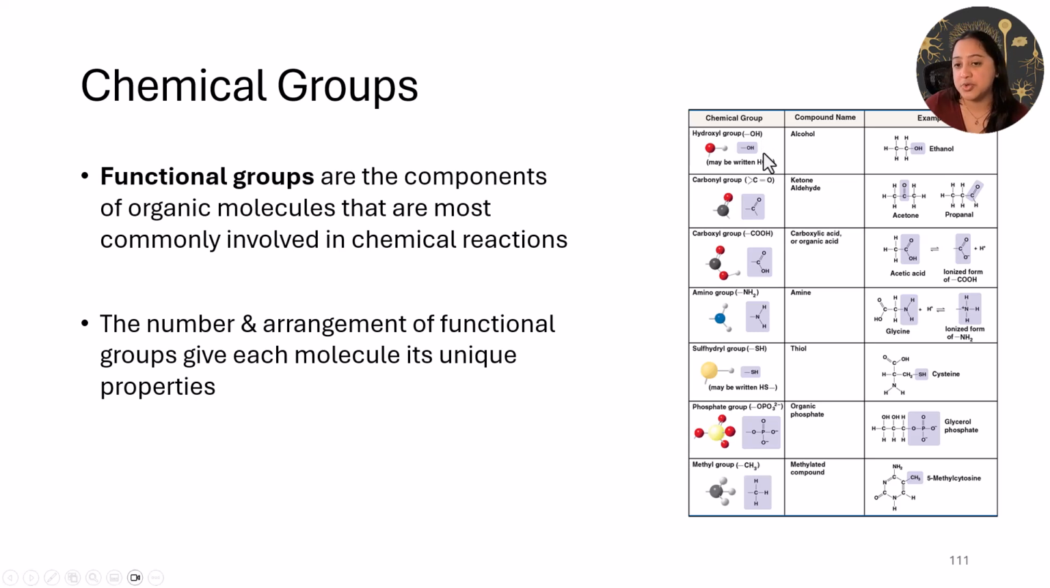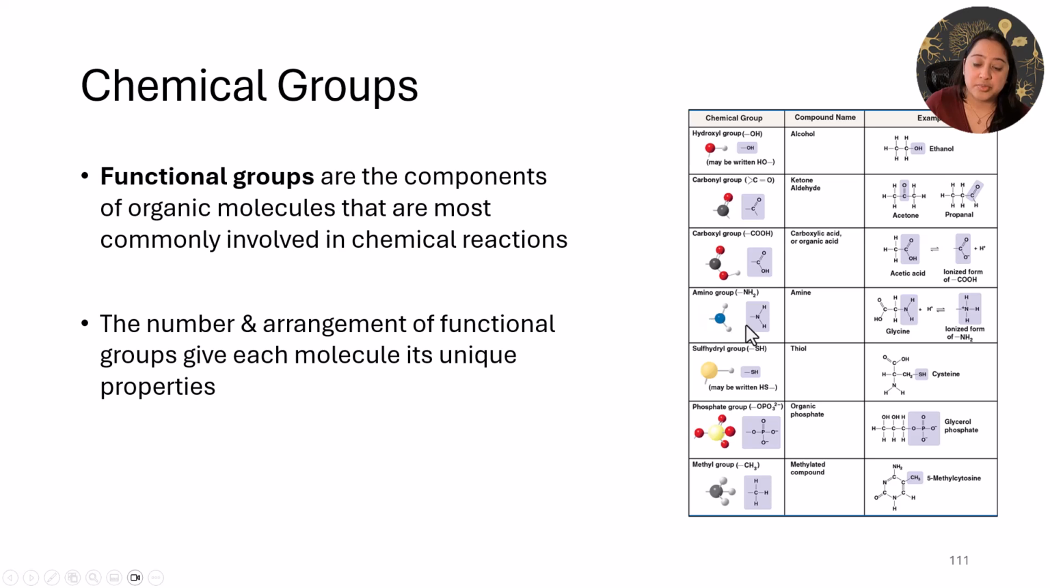A hydroxyl group is an O and an H, so oxygen and hydrogen. A carbonyl group has a carbon double bonded to an oxygen. A carboxyl group has both. It has a carbonyl part, where a carbon is double bonded to an oxygen, but it also has a hydroxyl group bonded to that carbon. So that's a carboxyl group.